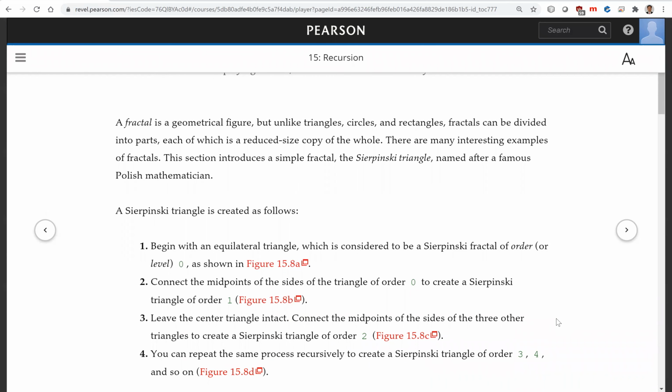The Sierpinski triangle was created by a Polish mathematician. His name is Sierpinski, so this Sierpinski triangle is named after him.